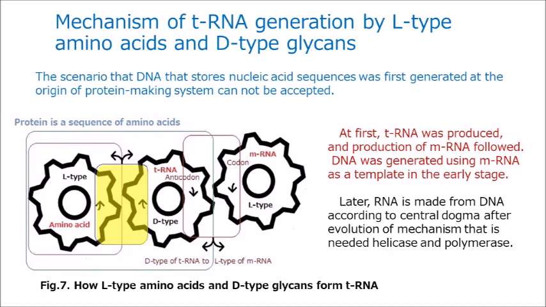Mechanism of tRNA generation by L-type amino acids and D-type glycans. The scenario that DNA, which stores nucleic acid sequences, was first generated at the origin of the protein-making system cannot be accepted. At first, tRNA was produced, and production of mRNA followed. DNA was generated using mRNA as a template in the early stage. Later, RNA is made from DNA according to the central dogma, after evolution of a mechanism that needs helicase and polymerase.